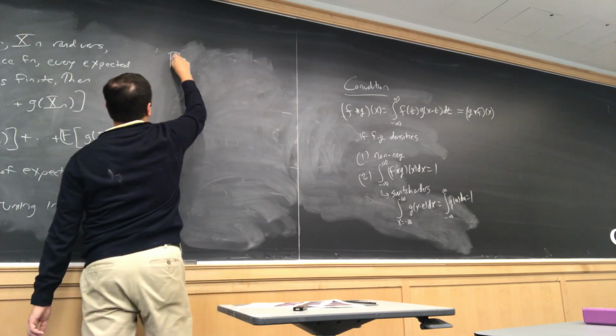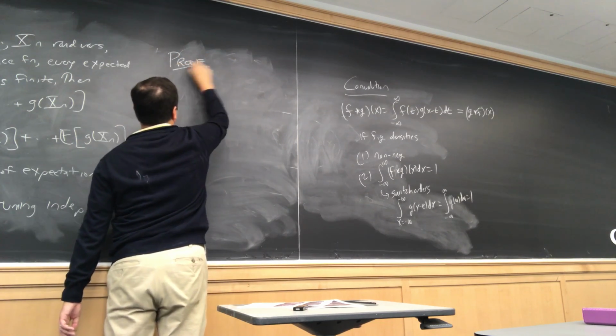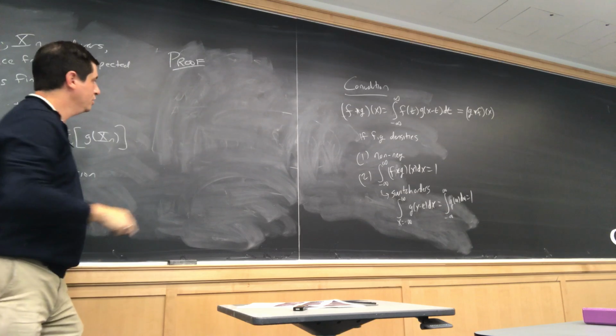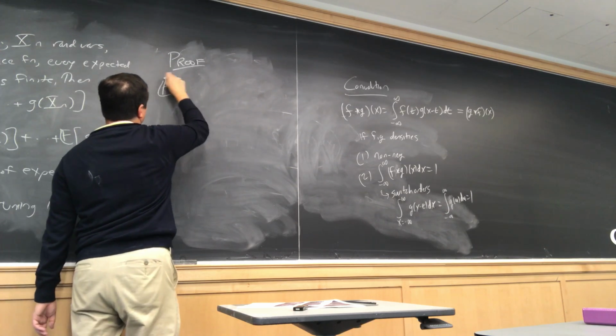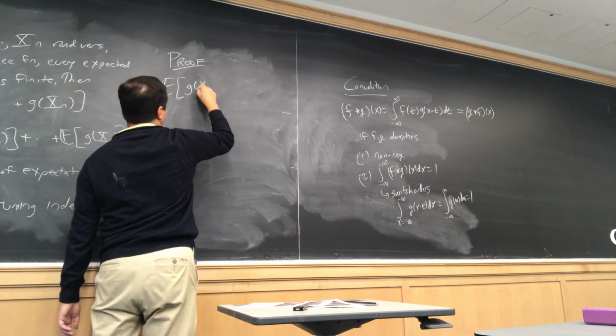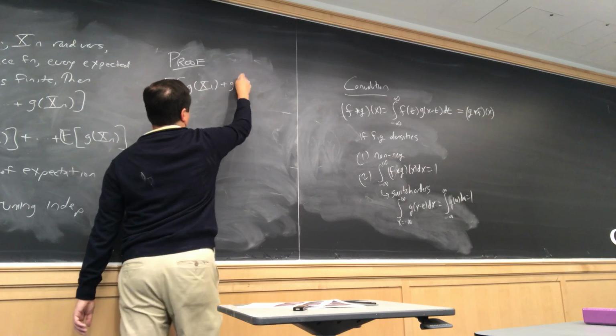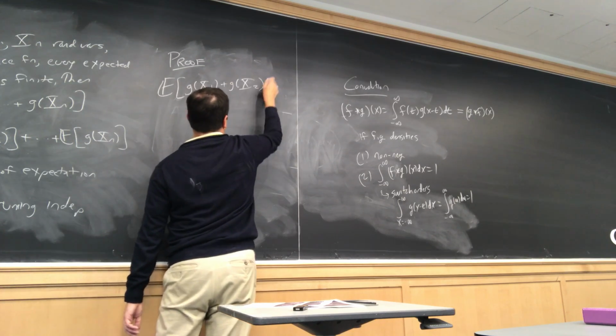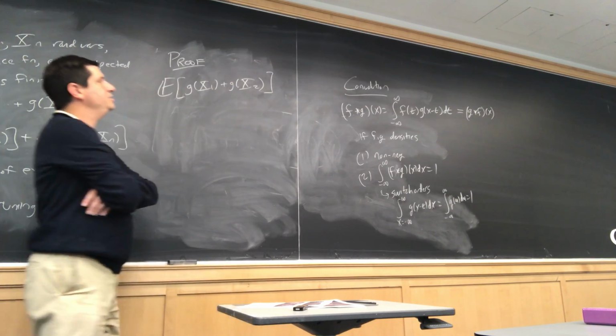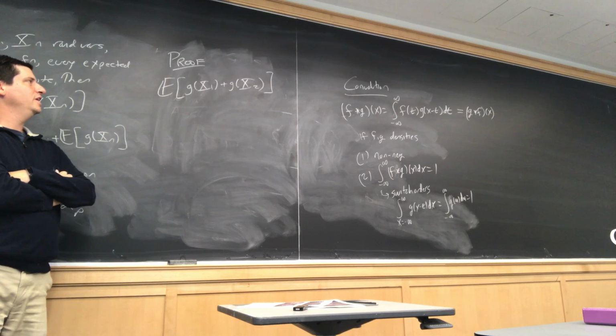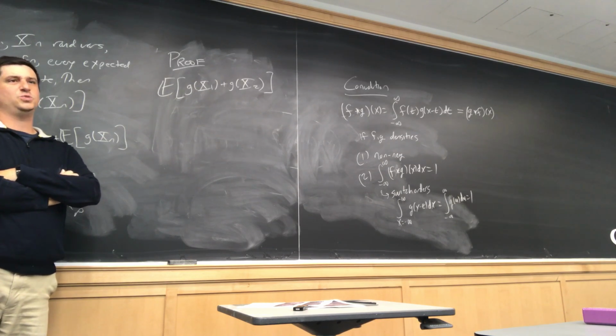All right. So proof. The expected value of g(x1) plus g(x2). And now here's the thing. Do you really want to do g(x1), g(x2)? Do you want to do x1 plus x2, and then you just shove in the g's later?